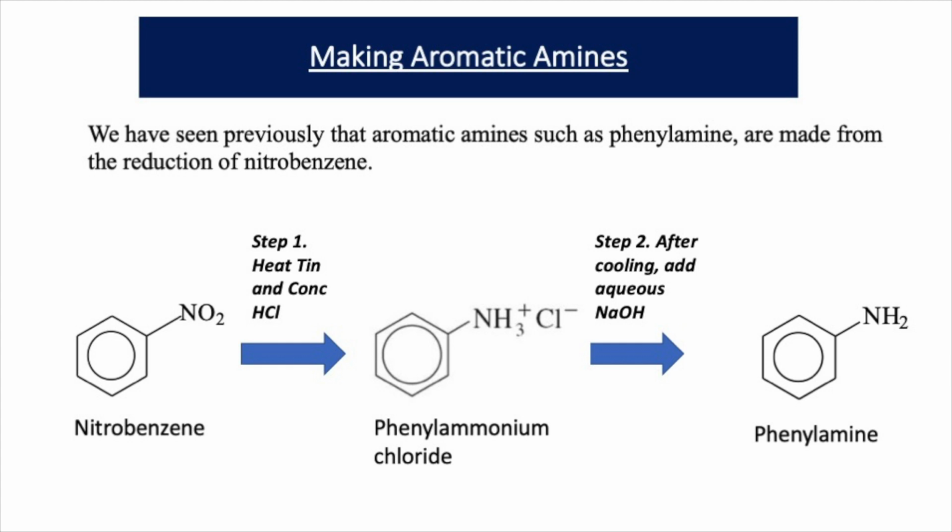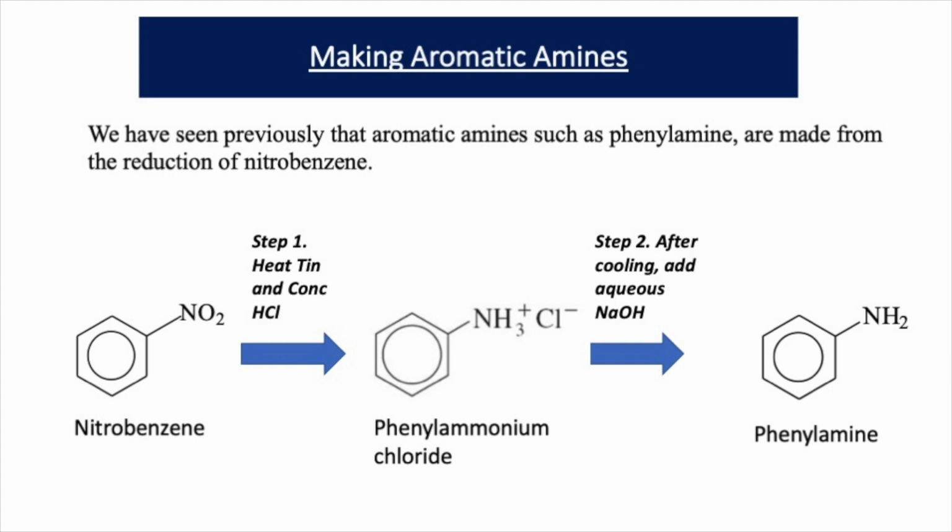Now, to convert nitrobenzene into phenylamine, we have to remove oxygen and add hydrogen. A reaction where a chemical loses oxygen and gains hydrogen is called a reduction. And to carry out this reaction, we need a reducing agent, a chemical that causes another to be reduced, to lose oxygen and gain hydrogen. And our reducing agent is tin(II) chloride, SnCl2.